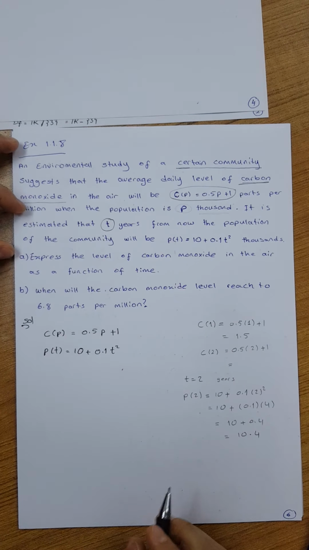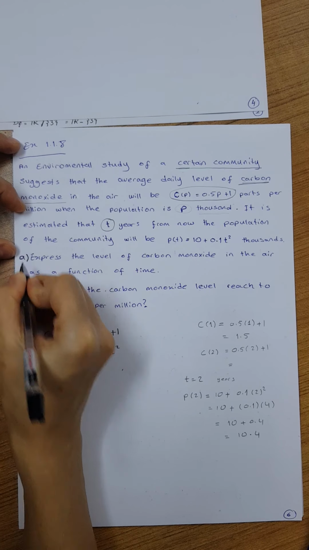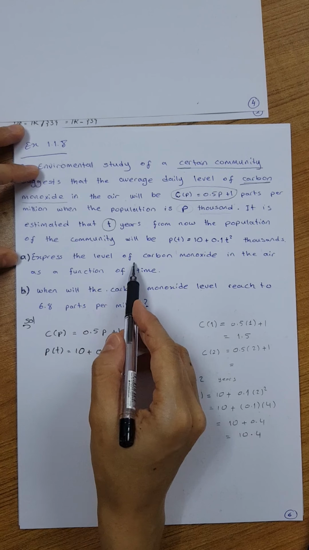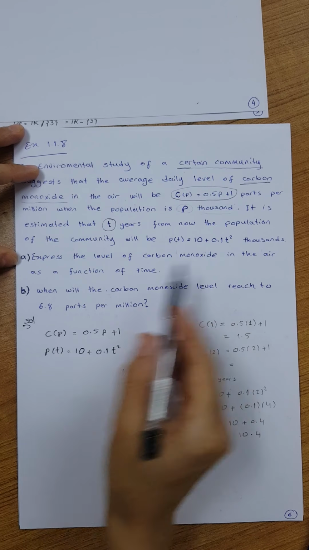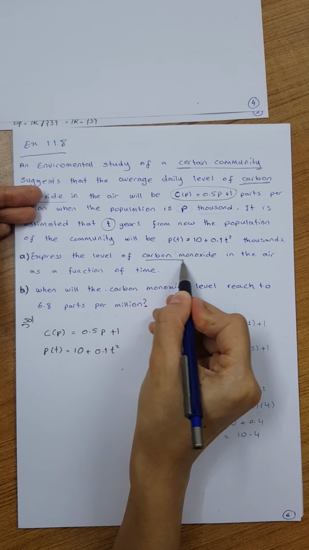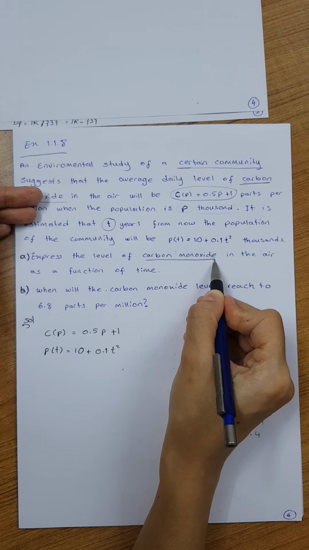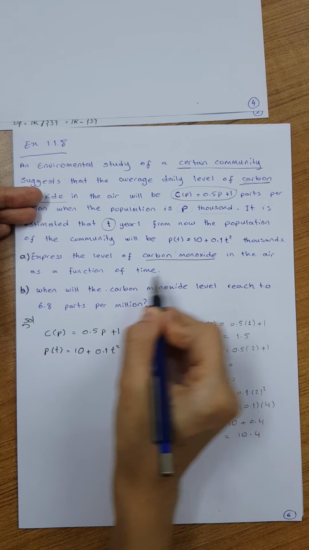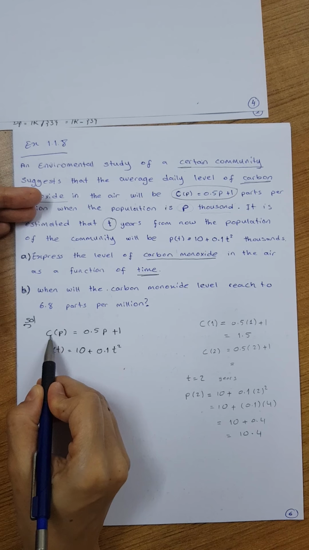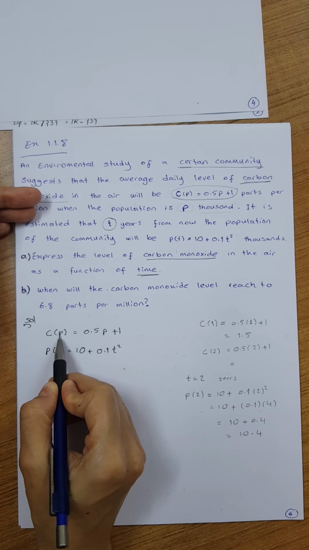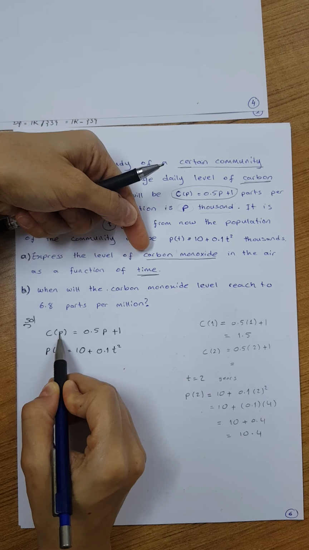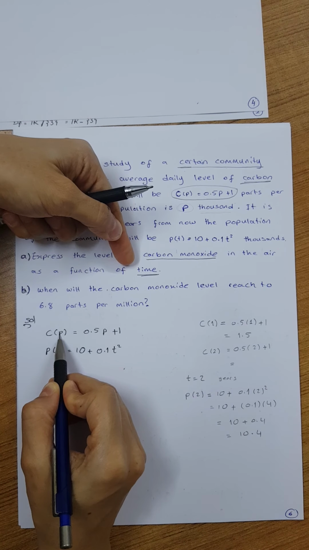Okay, so let's come to the requirement. Let's see what is required from us. The first requirement says: express the level of carbon monoxide in the air as a function of time. So it is required from us to find the carbon monoxide level depending on time. What is given to us in general is that carbon monoxide level is depending on P, population, but the requirement says find the carbon monoxide level as a function of time.